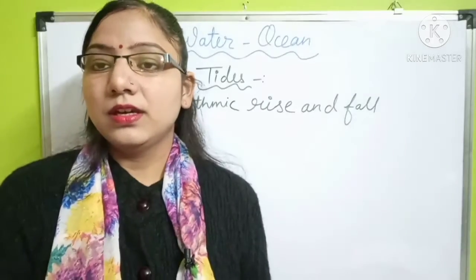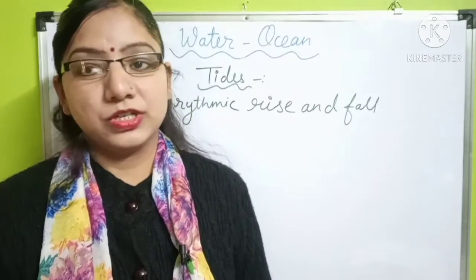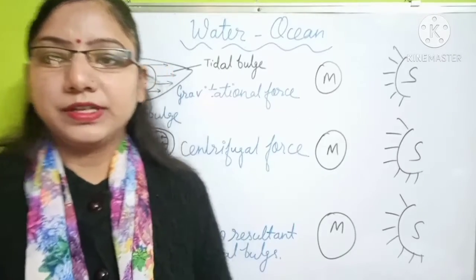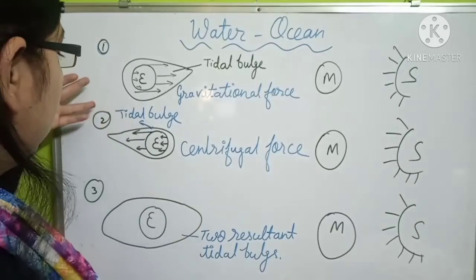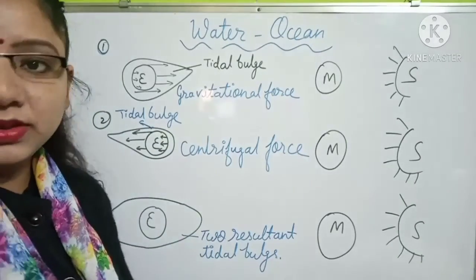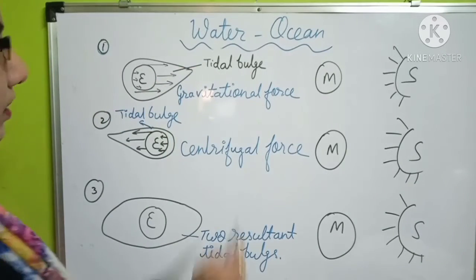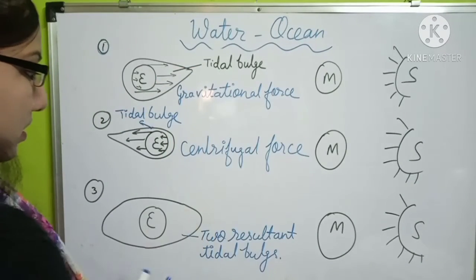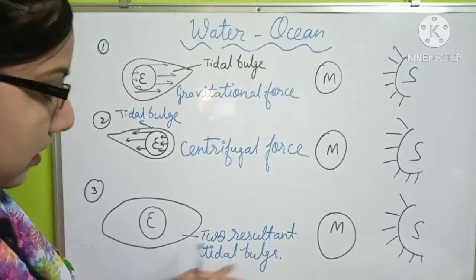Now let's see the formation of the tides with the help of a few pictures. Now let's see how the tides are forming. Here you have seen the three types of conditions of the tidal bulges, or forming of tides. Here you can see one is the gravitational force, second is the centrifugal force, and the third is the two resultant tidal bulges.